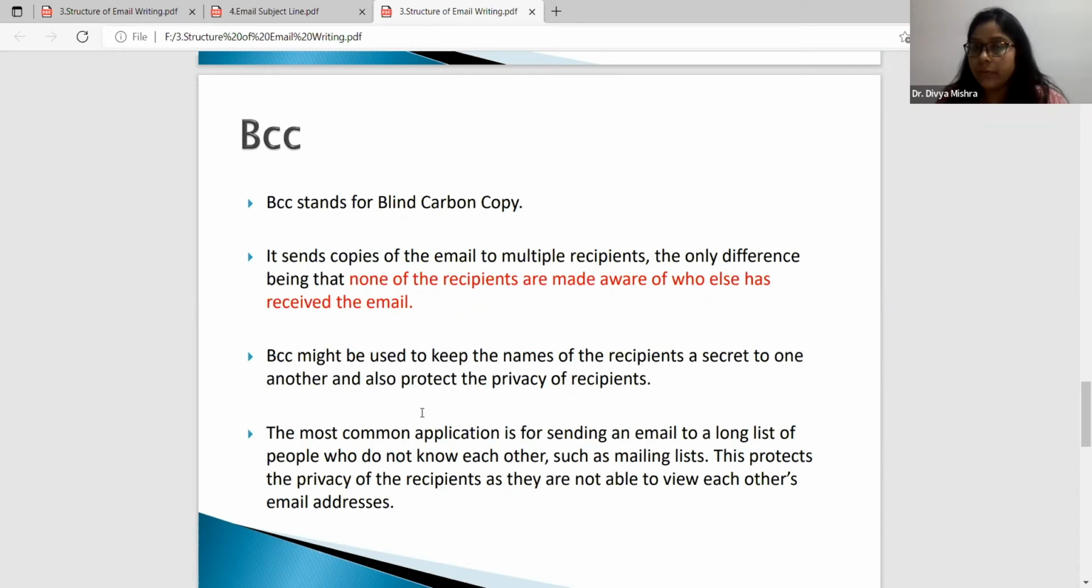Now, did you get the difference between CC and BCC? If you're writing 4 addresses in CC, everybody will be aware that this message has also been sent to these many persons. But if you write somebody's name in BCC, the other person will never come to know that this email has been sent to 20 other people. So that is the difference. BCC might be used to keep the names of the recipients a secret from one another, and also protect the privacy of the recipients. Okay. Since things are not transparent, it is advised not to use BCC.